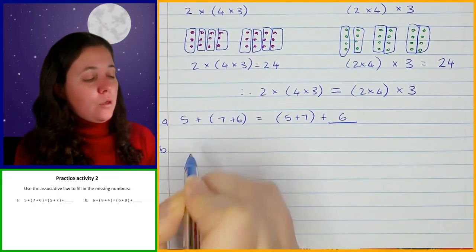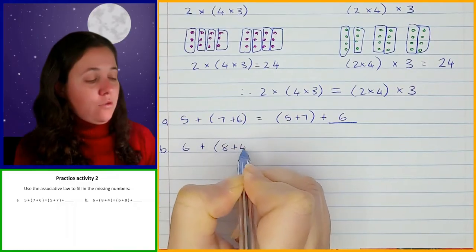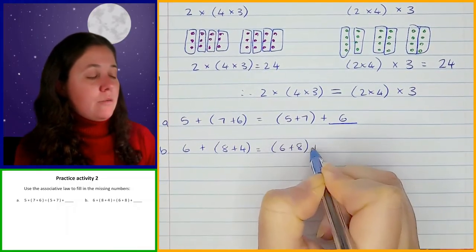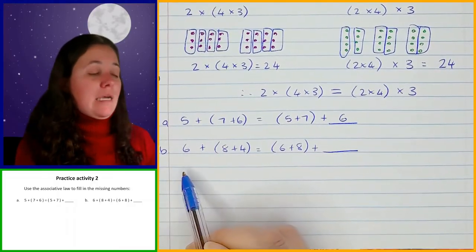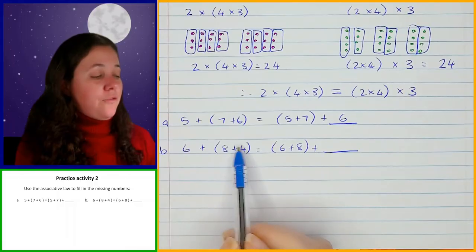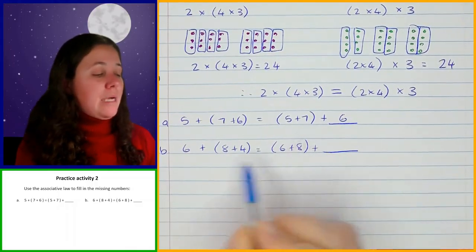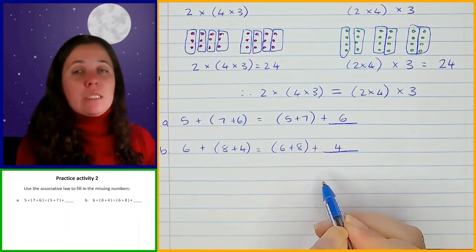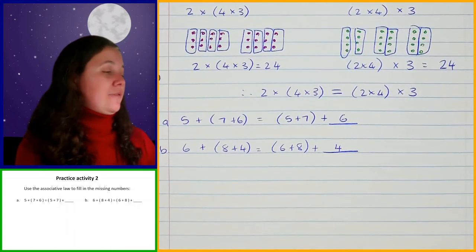Then for B, we had 6 plus, in brackets, 8 plus 4, equal to 6 plus 8 in brackets, plus, and you have to fill in the number. Okay, so the same thing applies again. Here you had the 8 and the 4 grouped together. Here you have the 6 and the 8 grouped together, but it still will give you the same result so long as you've got that 4 there as well still. Okay, so that is what you had to do for that activity.